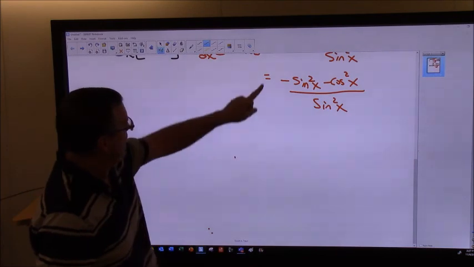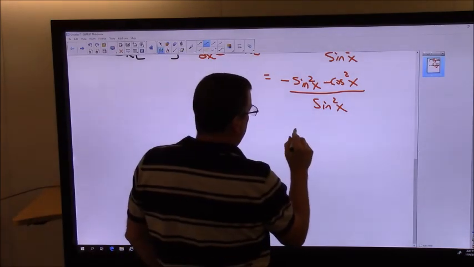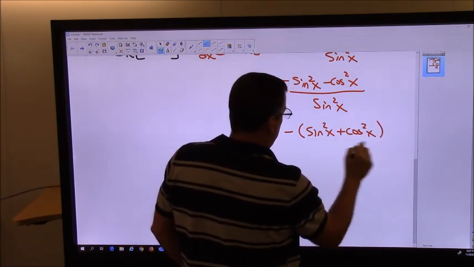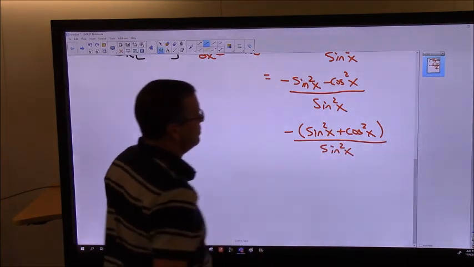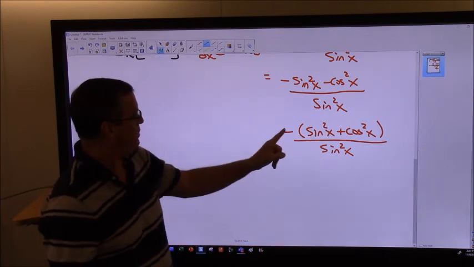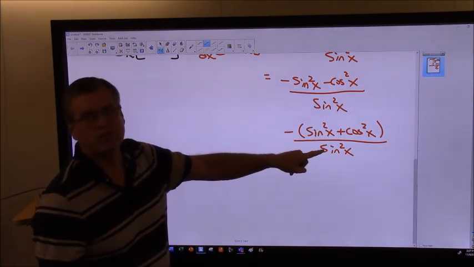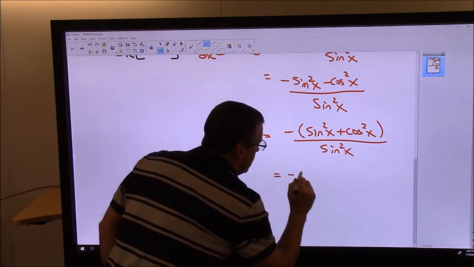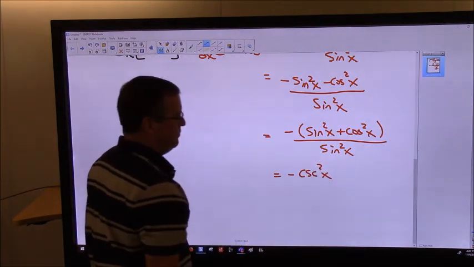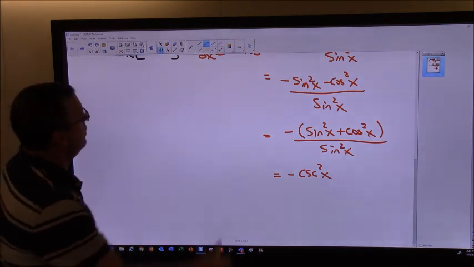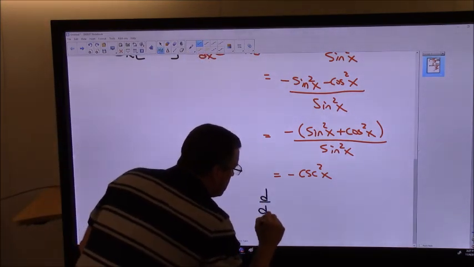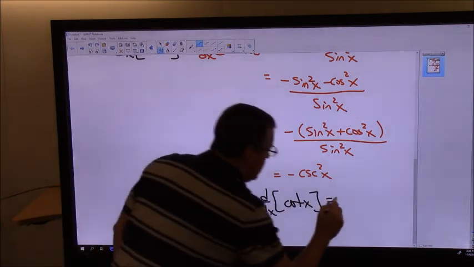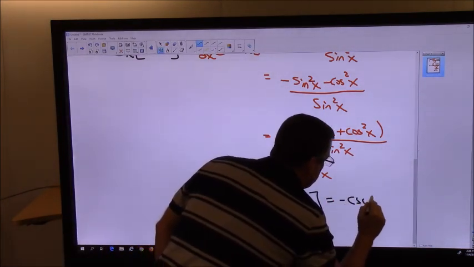If I factor a negative sign out of there, so I've got negative and then sine squared of x plus cosine squared of x all over sine squared of x. So now that's equal to 1. So what I have is a negative 1 over sine squared of x. And 1 over sine of x is cosecant. So this is going to be a negative cosecant squared of x. So there's another one that we don't have to do again. Anytime I take the derivative of a cotangent of x, from now on, we just know that that is a negative cosecant squared of x.